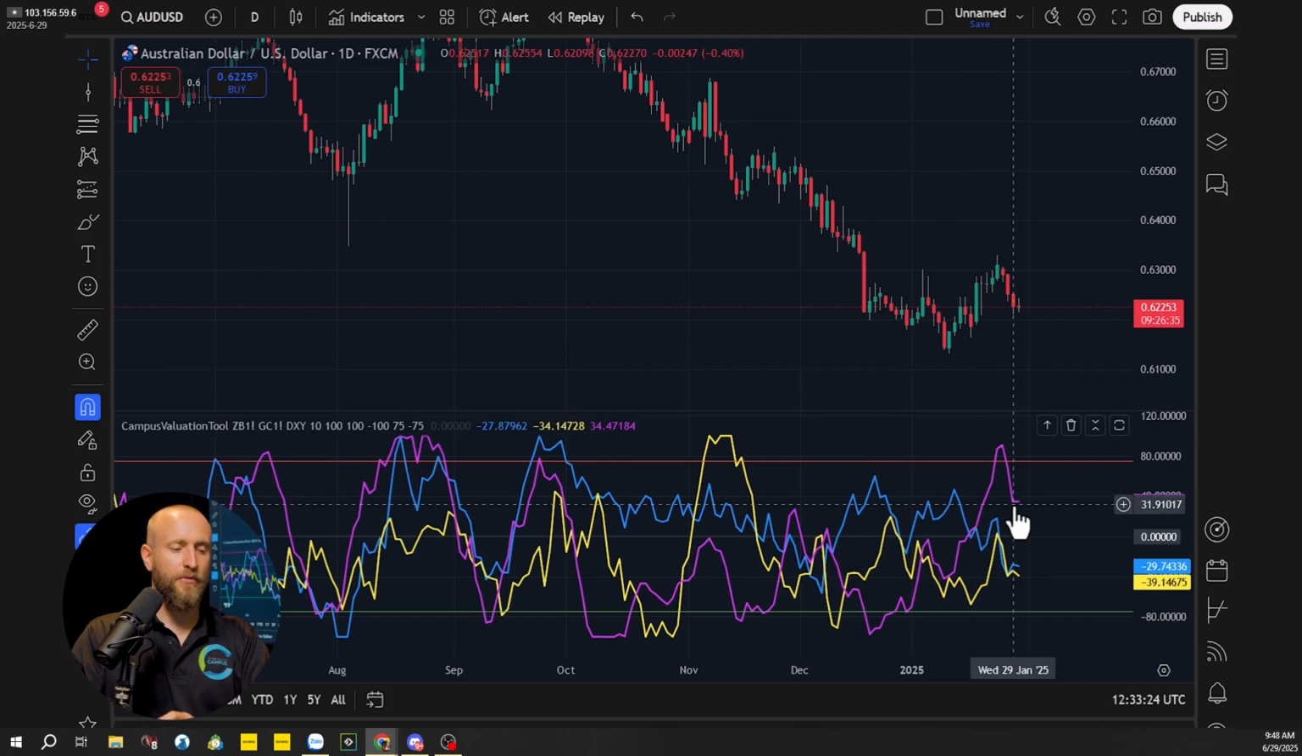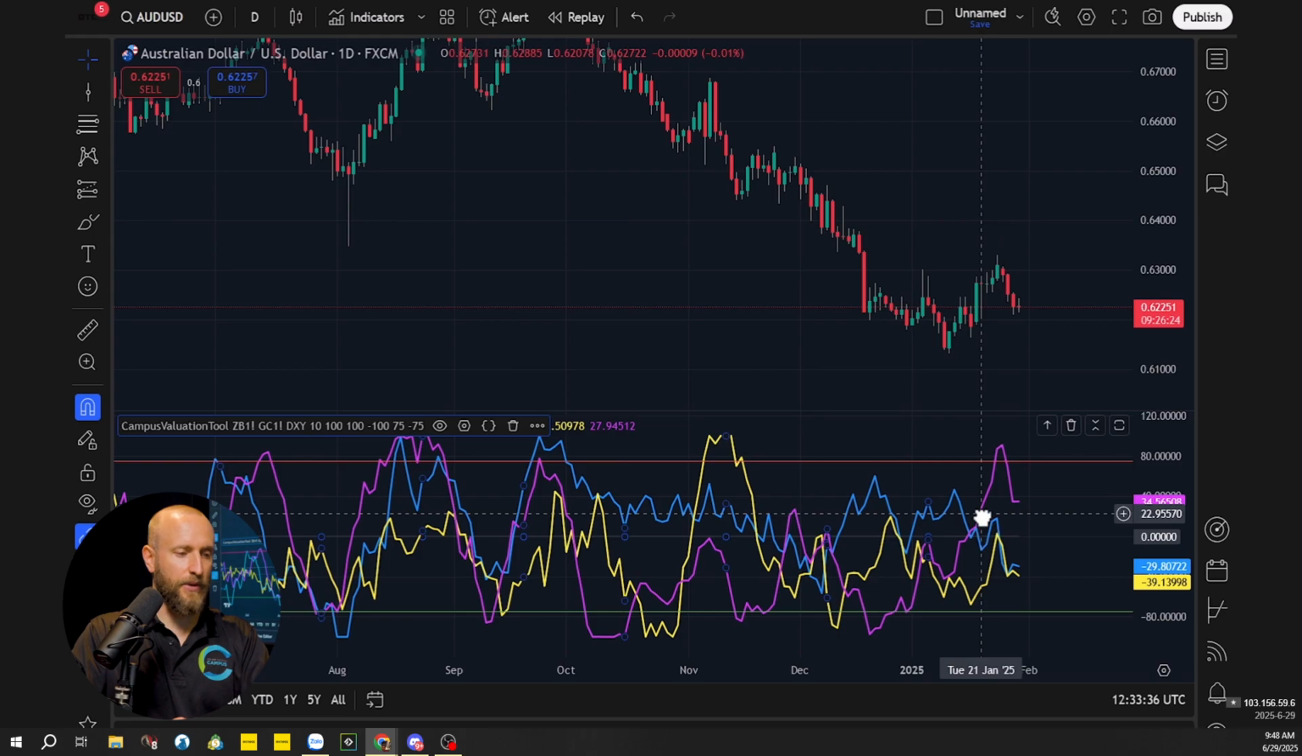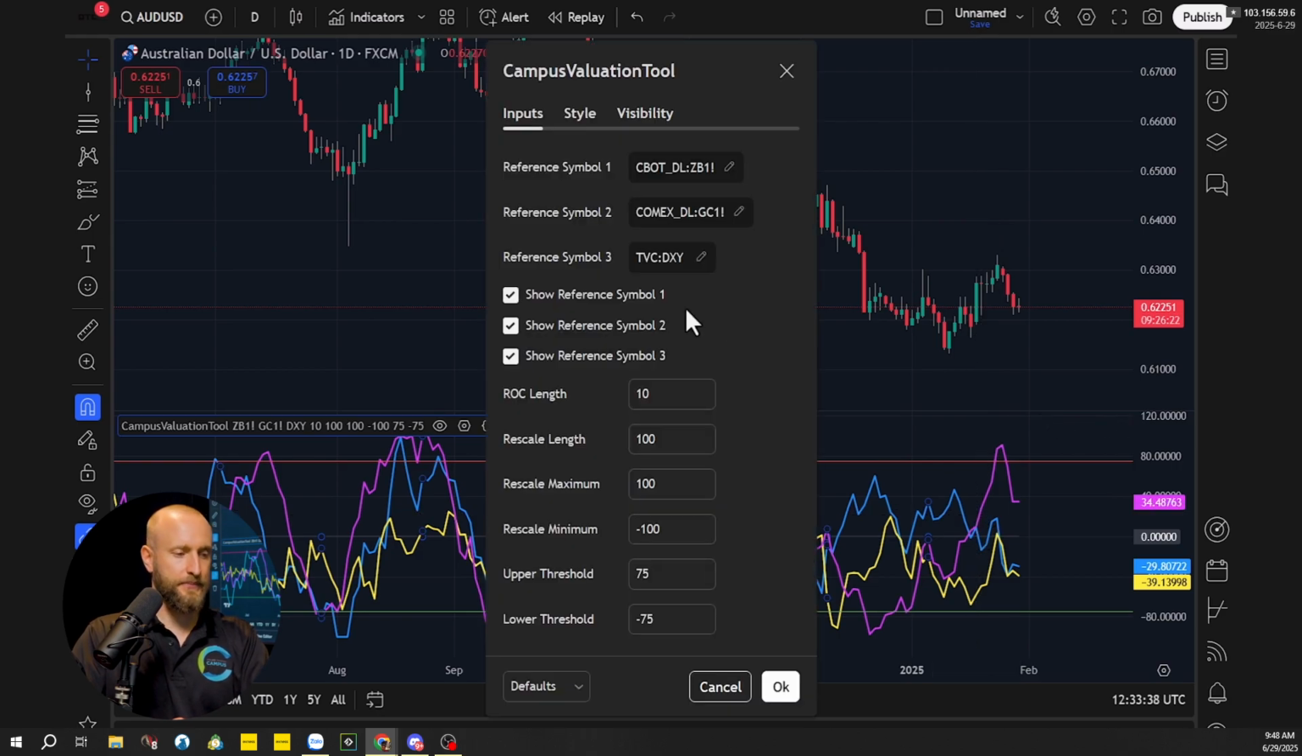First up, before we start using the indicator, let's go over the settings, because that's where you can play around a little bit, but it also makes it so much easier for you to understand it. To open the settings, just double click anywhere on the line, and this window pops up. Let's start with our input section.